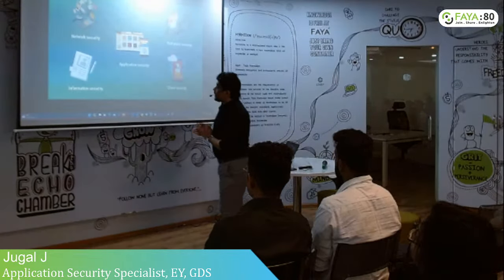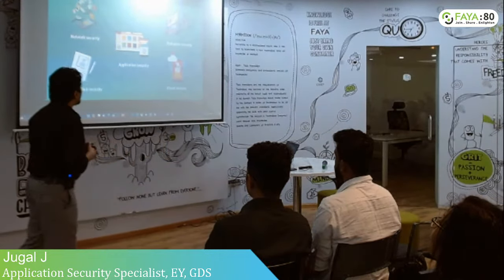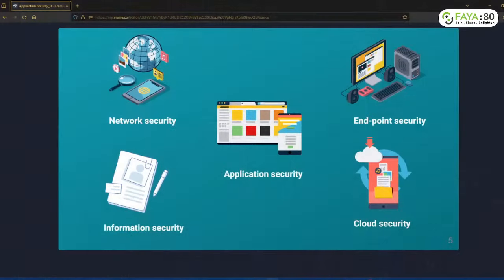Now, we did discuss how cybersecurity is like a big umbrella. We're going to break it down into some small components. Again, it doesn't really encompass all the topics that we have under cybersecurity, but I'm just going to break it down to a few so that it becomes easy for us to understand, right? We'll start with network security. What is network security?